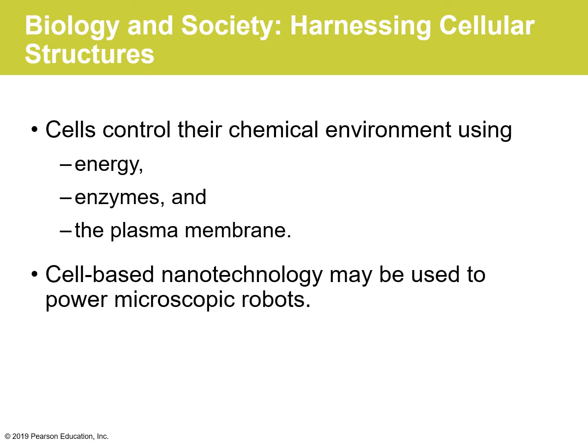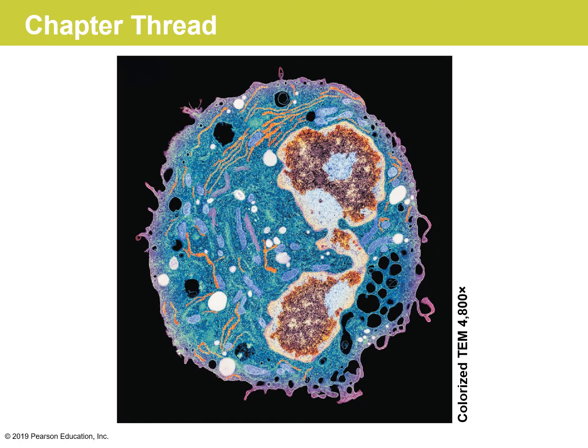In this chapter, we will explore three processes common to all living cells. First, energy metabolism. Second, the use of enzymes to speed chemical reactions. And third is the transport regulation by the plasma membrane. Along the way, we'll further consider nanotechnologies that mimic the natural activities of living cells. Even the smallest cell, such as this human white blood cell, is a very complex miniature machine.